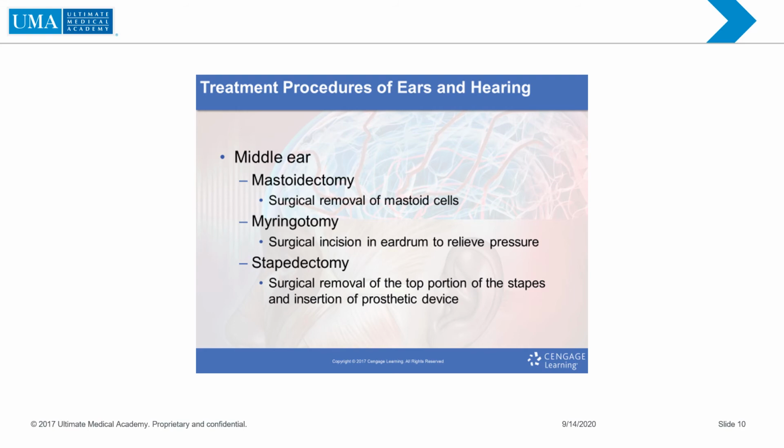And then we have our stapedectomy, which is the surgical removal of the top portion of our stapes bone. Remember that bone within the middle ear. And then insertion of a small prosthetic device known as a piston. And this piston will conduct sound vibrations to our inner ear. If we were to break this word down, the staped, S-T-A-P-E-D, means stapes, that middle ear bone. And then ectomy is referring to, again, surgical removal.